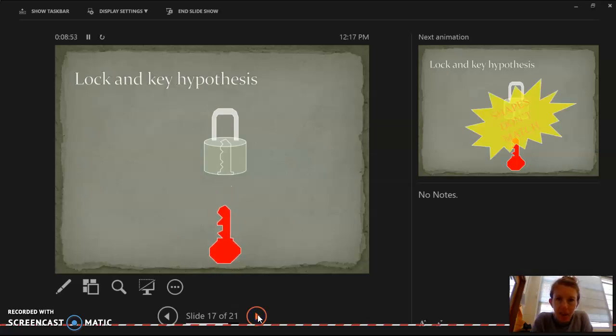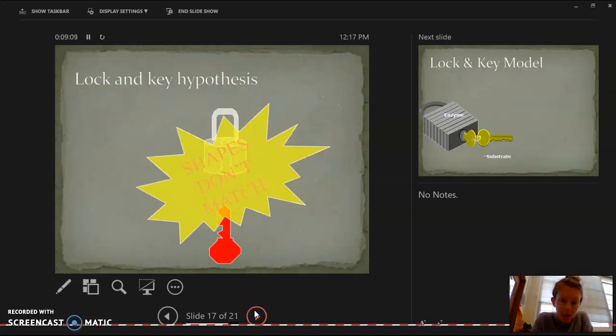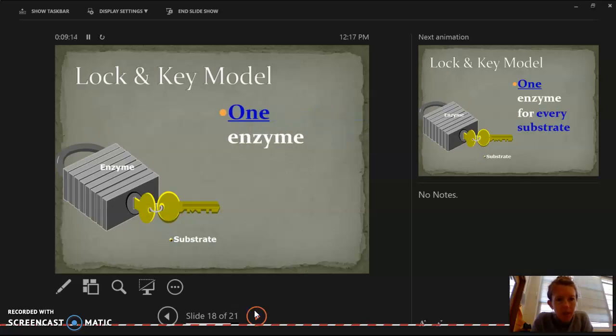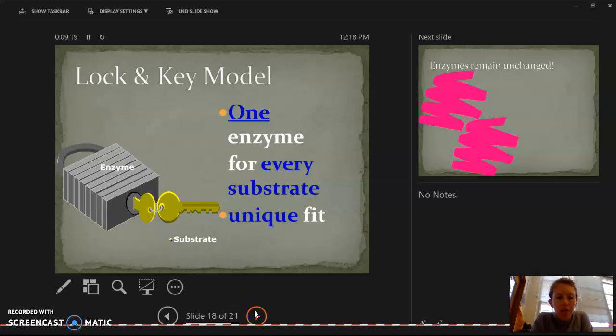So even with isomers, like we talked about, same formula but different structure, like glucose and fructose, they have different enzymes that act upon them. Even though they are structurally different but the chemical formula is the same, they can't use the same enzyme because their shapes don't fit the active sites. So again, one enzyme for every substrate. And there's a very unique fit with that substrate and that active site on the enzyme. And that's called the lock and key hypothesis or lock and key model.